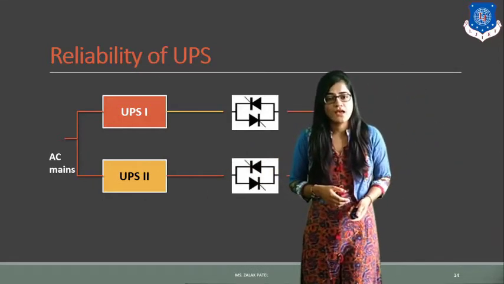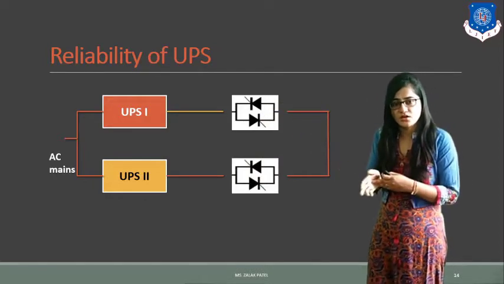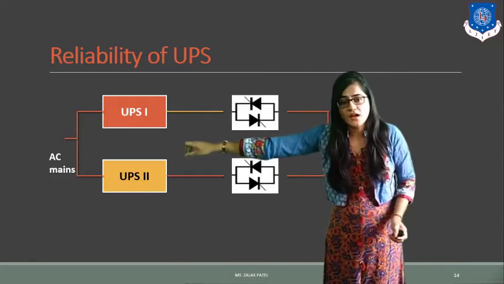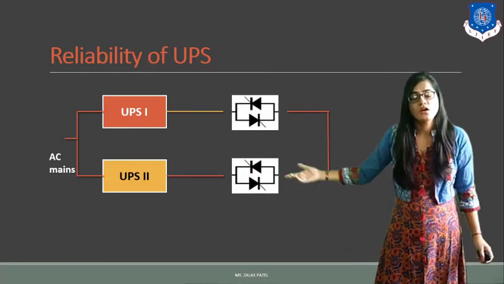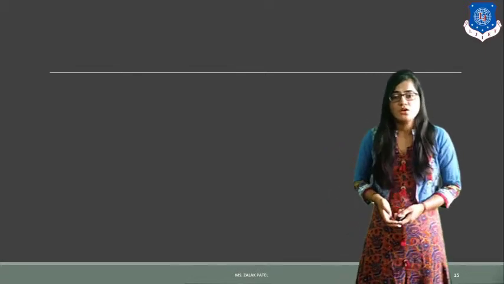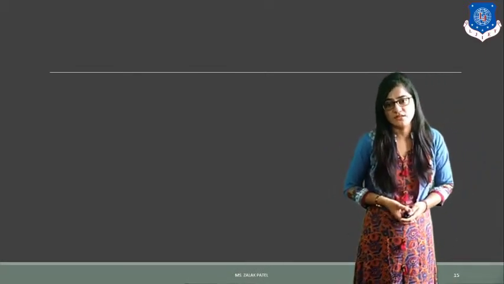Here you should take care that one UPS is always connected and the other is not connected. But if damage occurs in the circuit, then that UPS is further connected with that static switch. There are two anti-parallel SCRs connected, and then the supply is given to the load. So this is the case of the reliability of UPS.